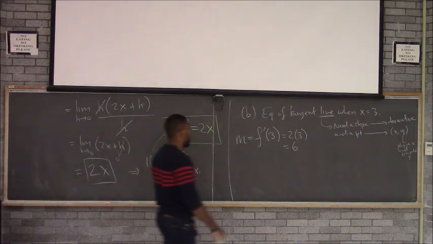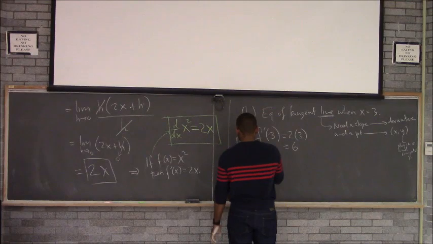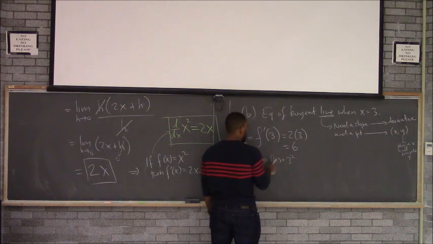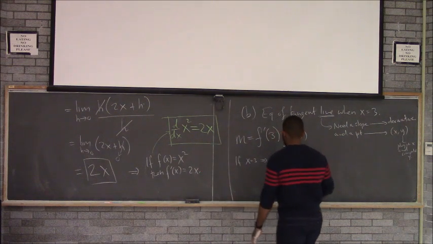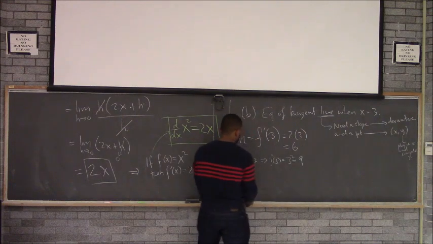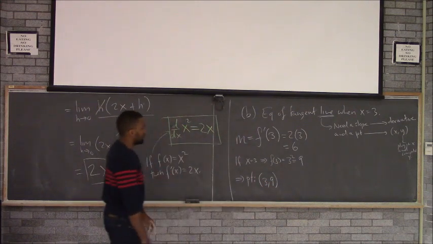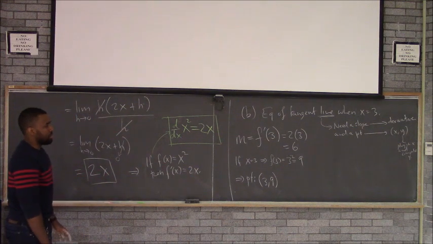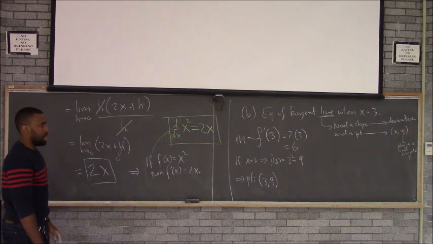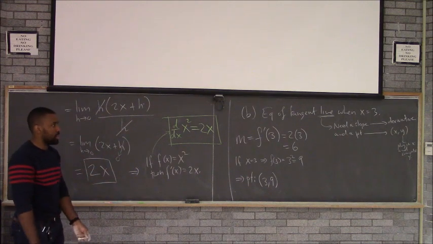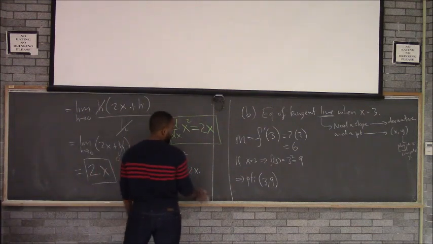What is the point? Well, now I know that if x equals 3, this means that my f of x is going to be 3 squared, or it's going to be 9. So this gives me the point. So the point is (3, 9). So now I have that my slope is 6, and the coordinate I want to go through is (3, 9). Using a point and the slope, I can find the equation of the line using the point-slope form.